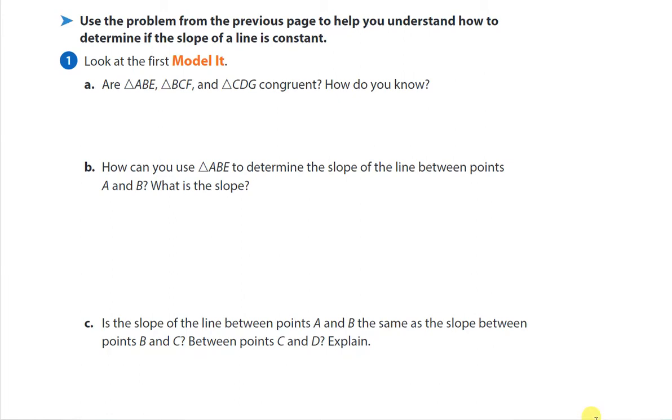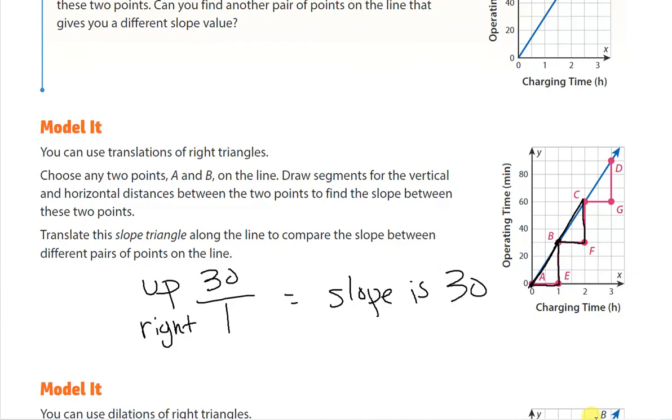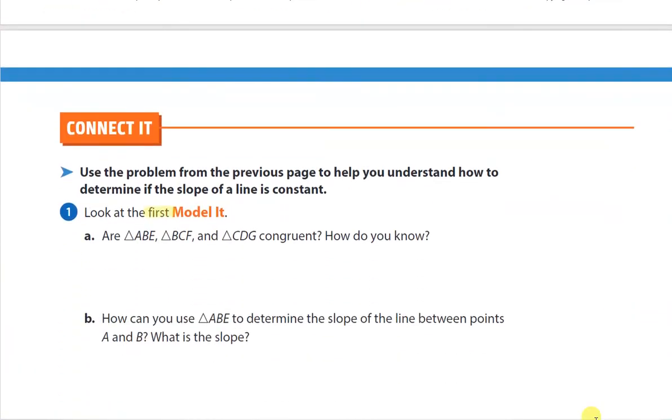Okay. Are triangles ABE, triangle BCF, and triangle CDG congruent? How do you know? This is in the first model it. So look at the first model it. So are they congruent? Are they the same? Yes, they look congruent. So let's say yes. But how do we know? You can't just say they look congruent. I know you want to.